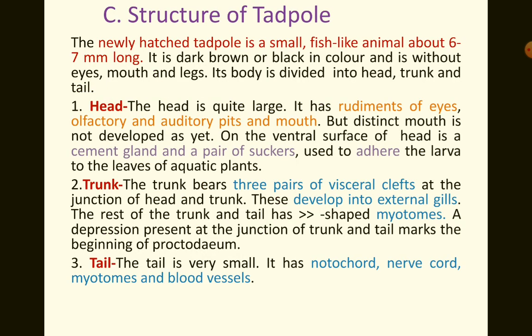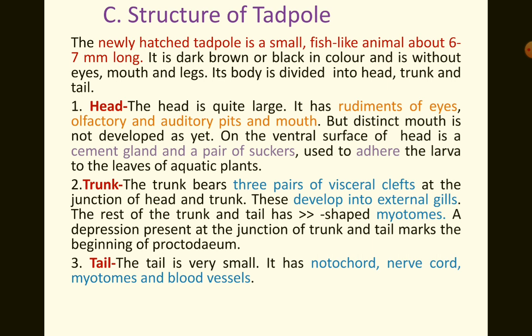Now once this tadpole is hatched, how does it look? This newly hatched tadpole will be very small, around 6 to 7 mm long, and it looks more like a fish. It will be dark brown or black in color and is without eyes, mouth and legs. So its body gets divided into head, trunk and tail.